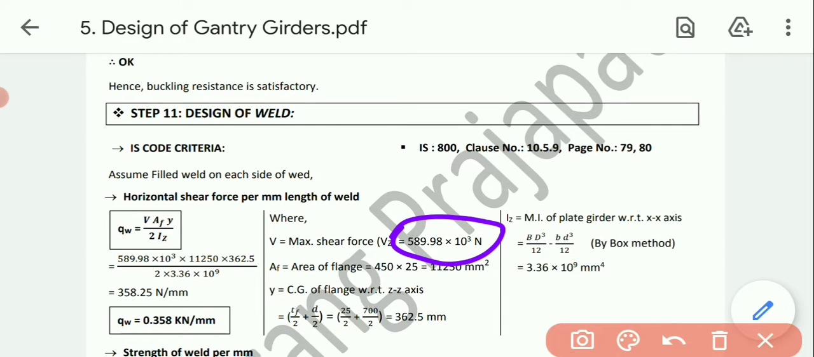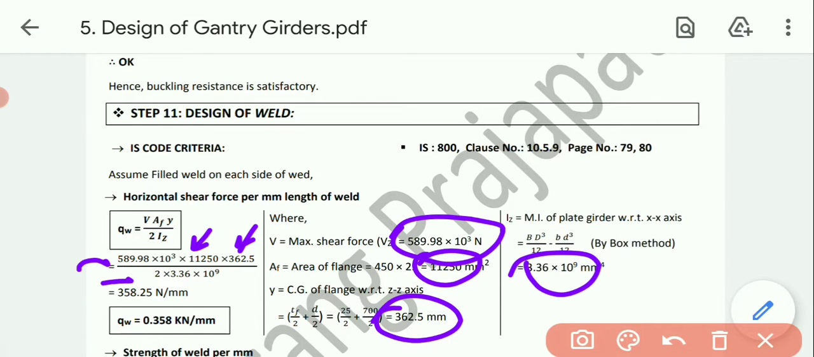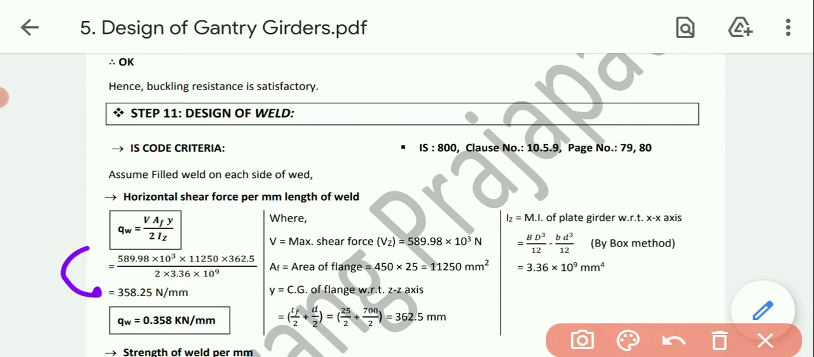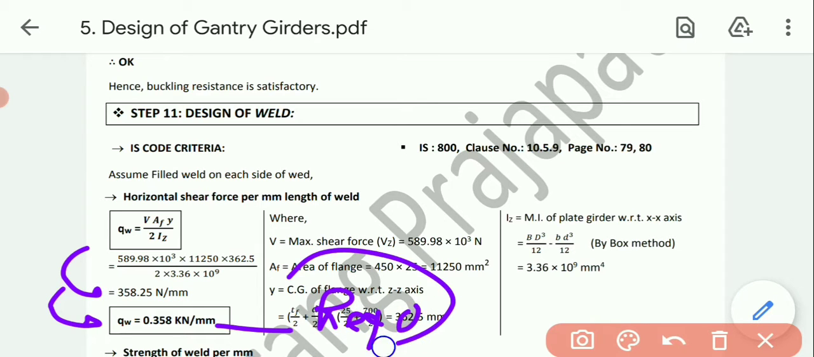Now let's put down all these values. V, 589.98 into 10 raised to 3, area of flange 11250, Y bar 362.5, and Izz 3.36 into 10 raised to 9, multiplied by 2. By simplifying, I will get the answer 358.25 Newton per mm. Let's convert it into kilonewton per mm, multiplying by 10 raised to minus 3. This is the strength which is required to connect the flange with the web.